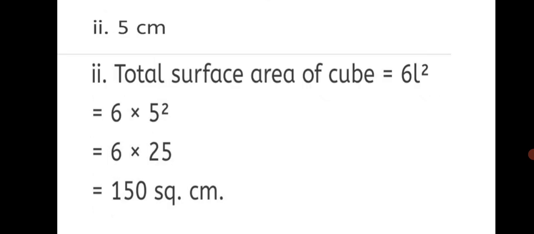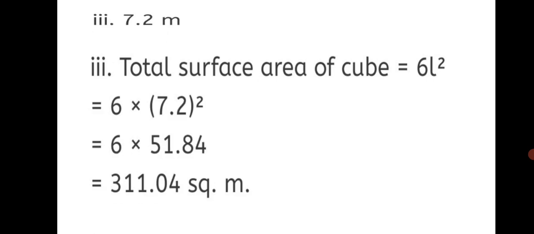Now we have a side with 5 centimeter. A cube whose side is 5 centimeter, we have to find its total surface area. So write the formula for total surface area of cube is equal to 6L square. Substitute L, which is given in the question as 5. So 6 into 5 square. 5 square means 5 into 5, 25. 6 into 25 is 150 square centimeter, your final answer.